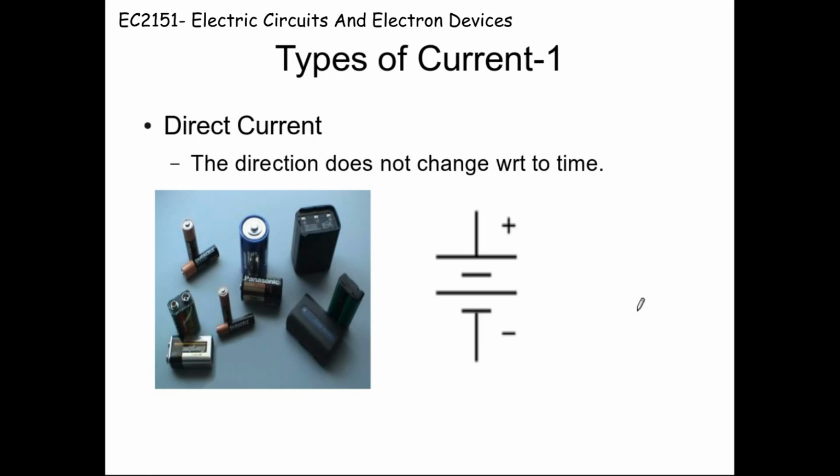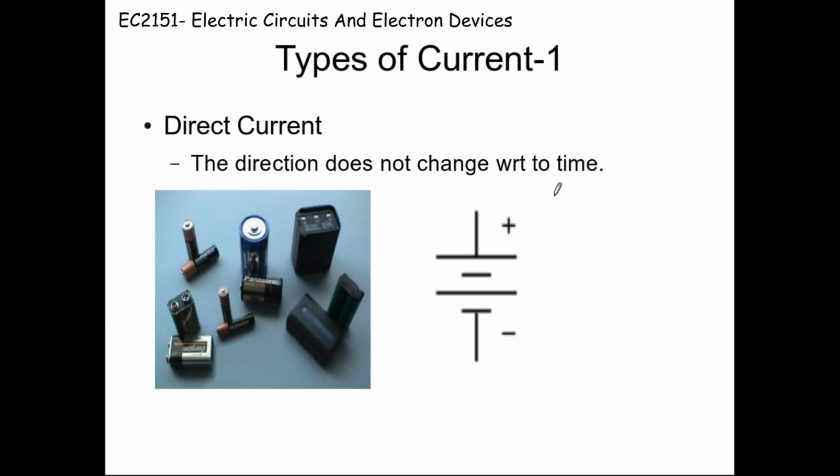Types of current. There are two types of current. One is called direct current and another one is called alternating current. Direct current means the direction of the current does not change with respect to time. The sources for direct currents are the batteries which we use in our daily life: the pen torch battery, the camcorder battery, or a mobile battery. Those are the sources of direct current. This is the symbol to denote direct current.